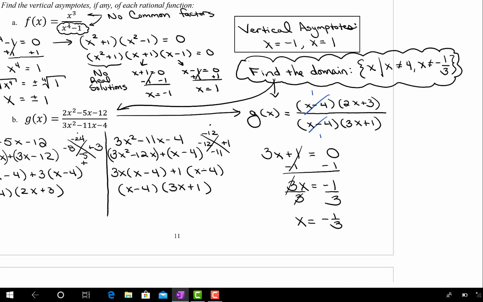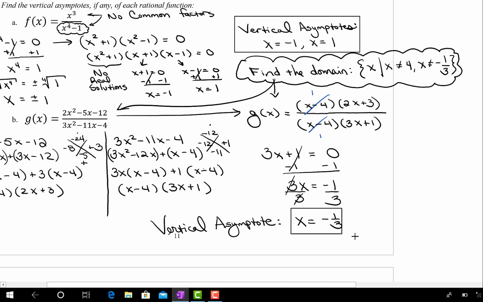But in terms of vertical asymptotes, only x equal to negative 1/3 will represent a vertical asymptote. Okay, we need to make sure that this is very clear for everyone. Sometimes there's a lot of confusion about this. Why is it that x equal to 4 is not a vertical asymptote? Something else is happening at x equal to 4.